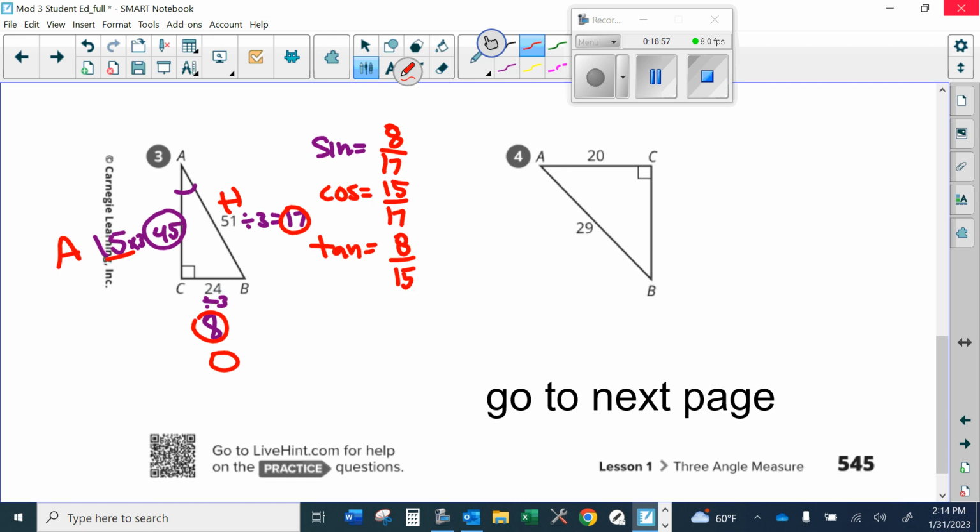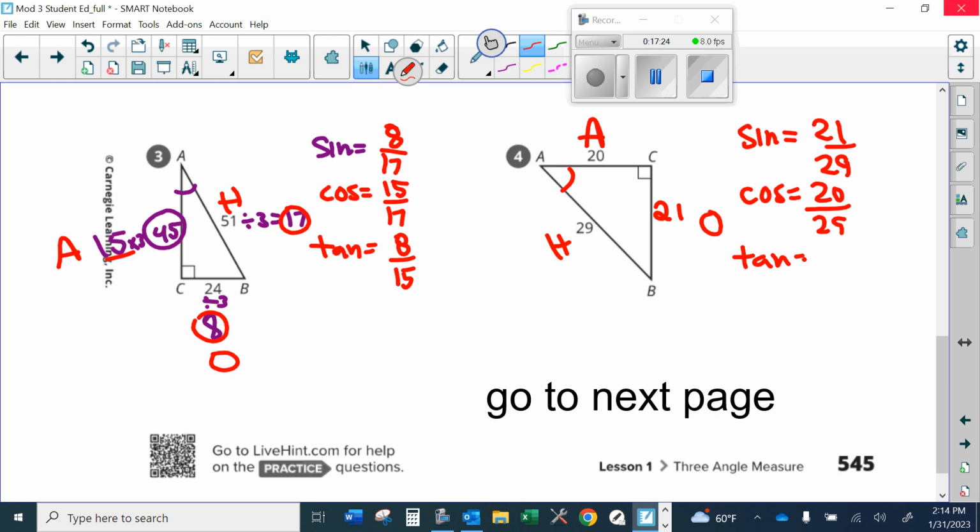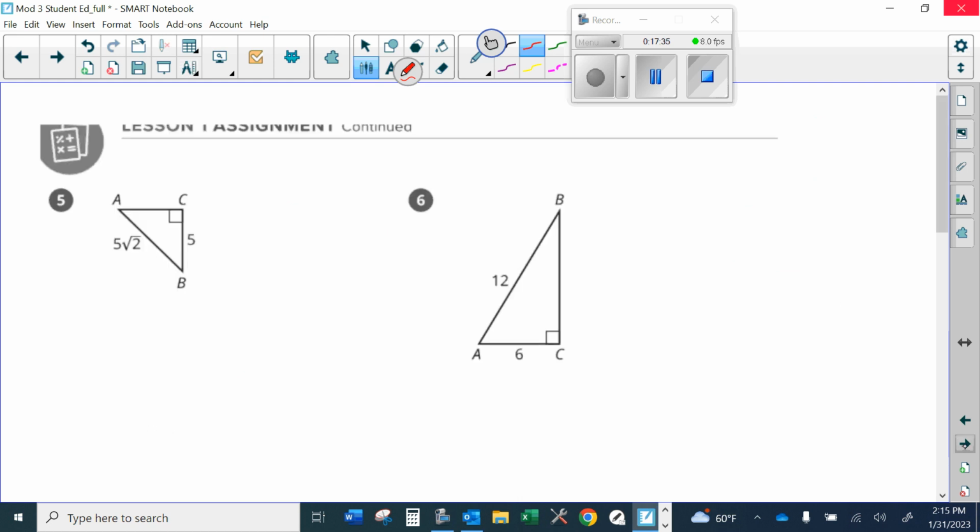Okay, and here we have another one, 20, 21, 29. It happens to be a Pythagorean triple, otherwise I use the Pythagorean theorem. A is the reference angle, with hypotenuse, opposite, and adjacent. So I have sine is opposite, 21 over hypotenuse. Cosine is adjacent over hypotenuse. And tangent is opposite over adjacent, 21 over 20. None of those reduce. If they reduce, I have to reduce them. All right, last two. Let's go to the next page here.